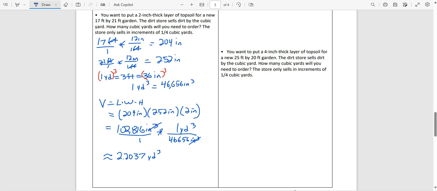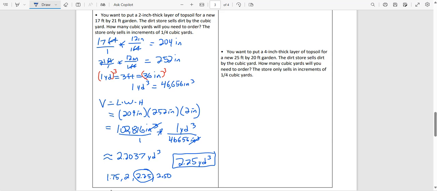So they can buy in quarter cubic yards. So they can get like 1.75 or 2 or 2.25 or 2.50. They're only selling in that quarter cubic yard increment. And so if we got 2, we wouldn't have enough soil. So we actually have to go to 2.25 cubic yards. And we send the order in, and then they would probably, like each bag is a quarter cubic yard. That's 9 bags they would send out.